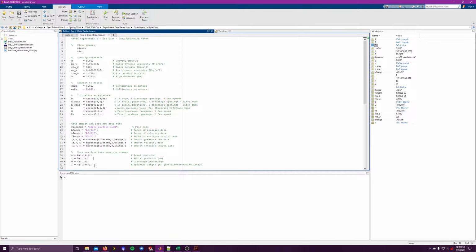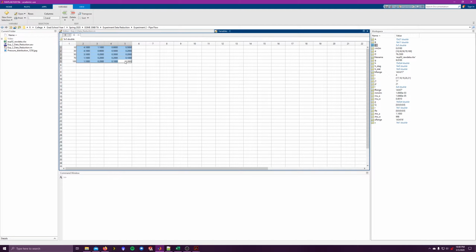And then we have our entrance length data. We're going to non-dimensionalize this later on. For me, that's on sheet 3 or C once again, and that's all of the rows for columns 2 to 5. So here we go, all of that. And again, we're going to go over the entrance length later on.